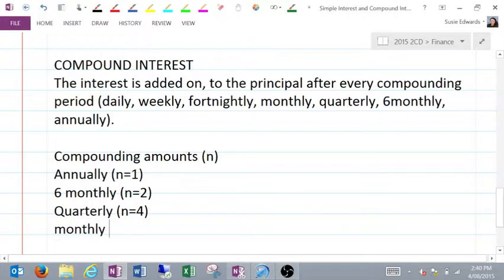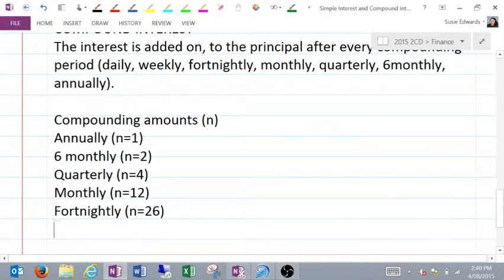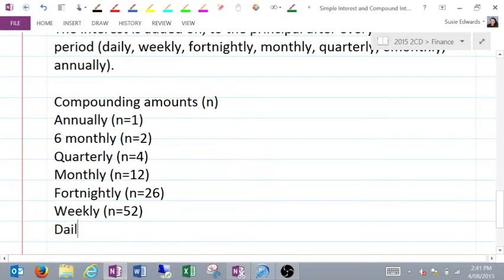Monthly? We don't really use fortnightly that much, but anyway, we'll use it just in case. Fortnightly, N equals 26. Weekly. And daily. Good, we use 365. Yeah, but we just always use 365 anyway. But it always gets brought up, okay? So N equals 365.